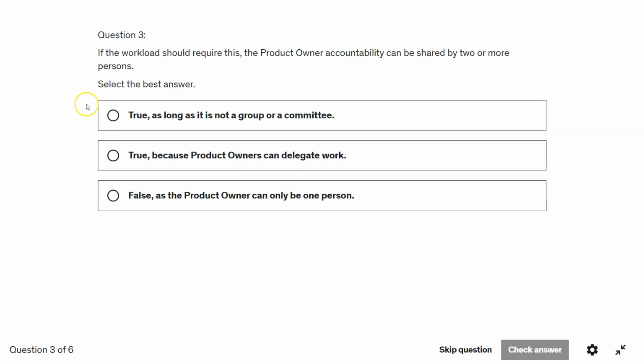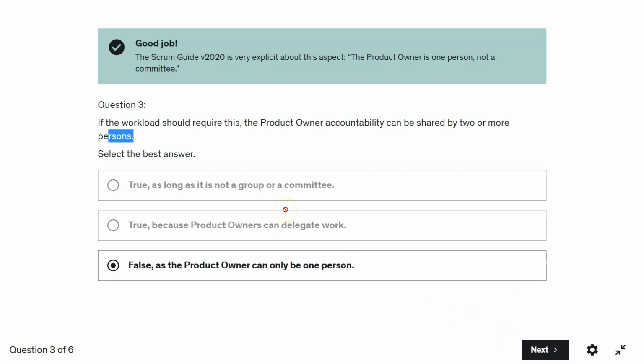Question 3. If the workload should require this, the product owner accountability can be shared by 2 or more persons. Option A, true as long as it is not a group or a committee. Option B, true because product owners can delegate work. Option C, false as the product owner can only be one person. So guys, in Scrum, the product owner can only be one person. There cannot be two persons or a committee of people as a product owner, right? The Scrum Guide 2020 is very explicit about this aspect. The product owner is one person, not a committee.